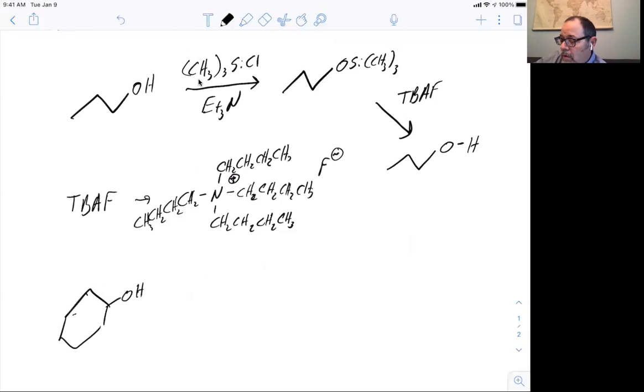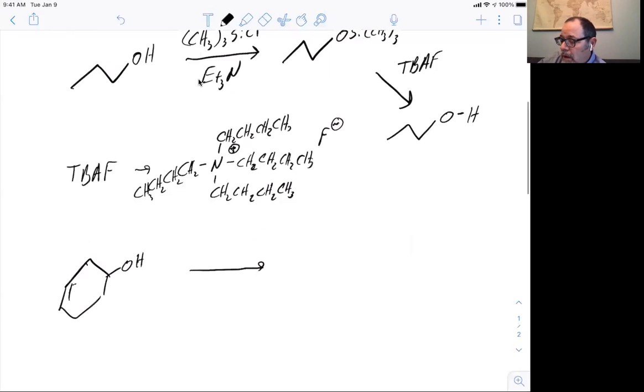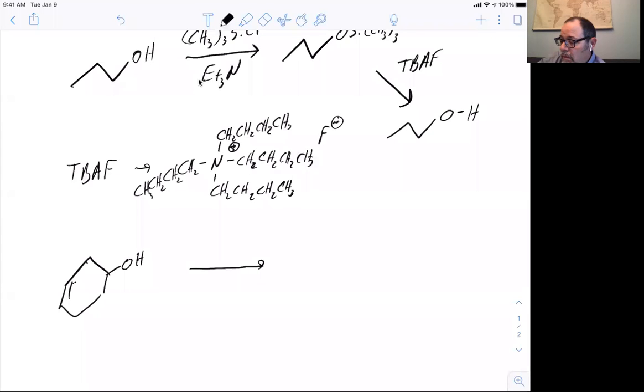So we have an alcohol. Let's say we had a chlorine there, and we had a double bond, and we wanted to protect that. Sometimes you'll see this as tosyl chloride. This is just triethylamine. Then they'll show that as just TMS.